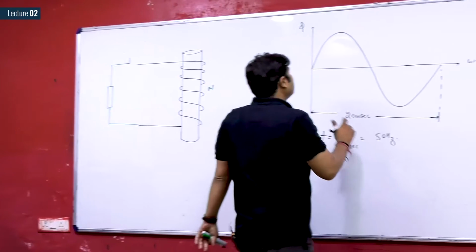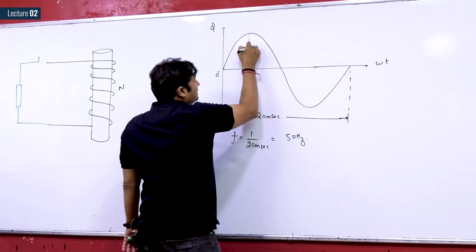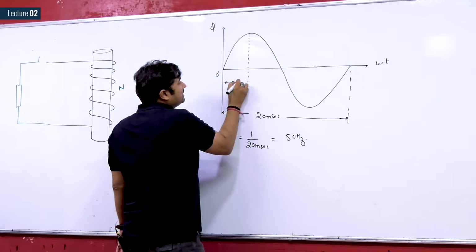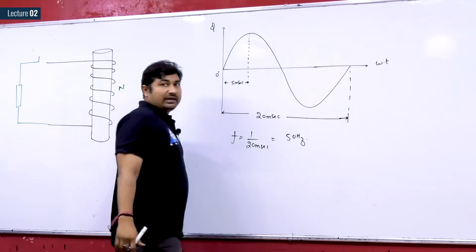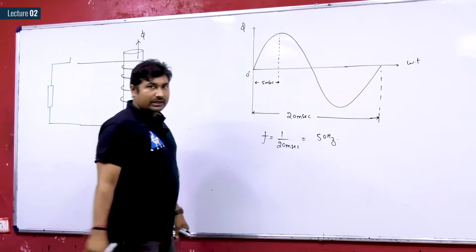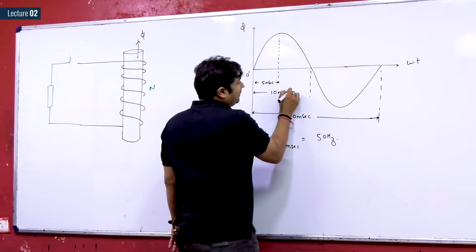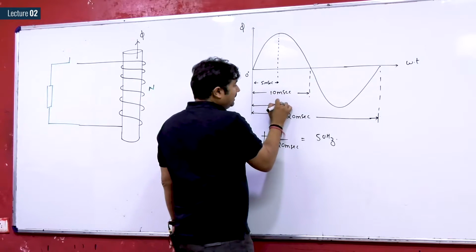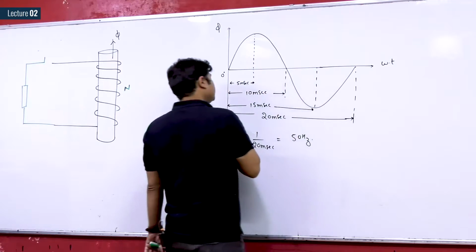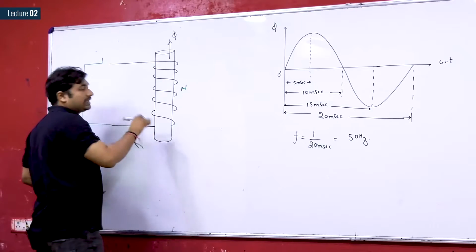With respect to time means when you go with a 0 time instant, then flux is 0. After 5 milliseconds from this instant, you found that flux will be maximum in one direction. Let us suppose in this direction. After 10 milliseconds, again the flux is 0. And after 15 milliseconds, again the flux is in the negative maximum direction. Okay. So negative maximum means now the flux is in the downward direction.